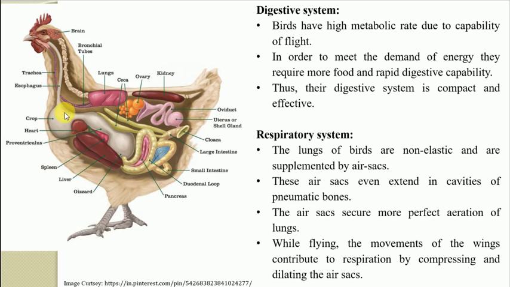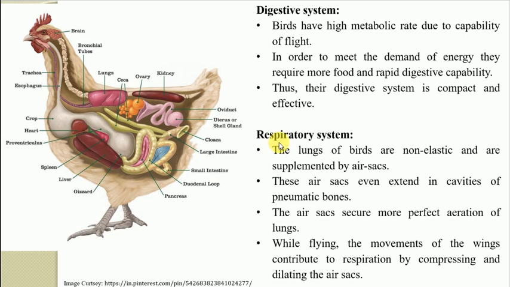This compact arrangement of the digestive system is also responsible for reducing the weight. Whatever undigested food material gets formed is periodically thrown outside the body, so that again is responsible for reducing the weight, because the food does not remain for a longer period in the alimentary tract.